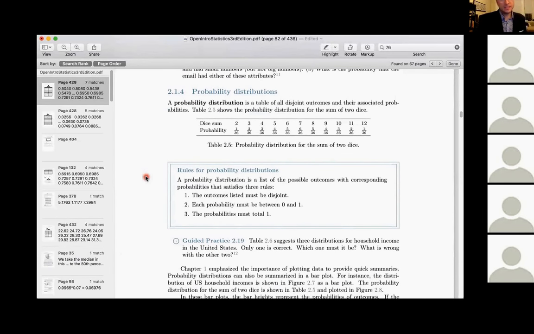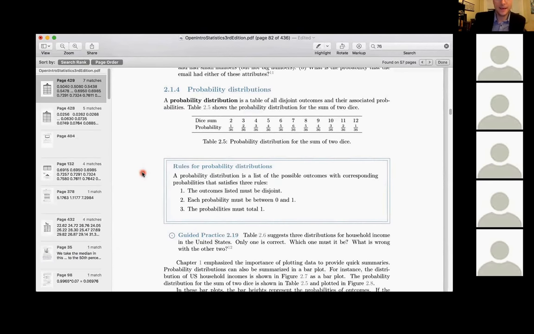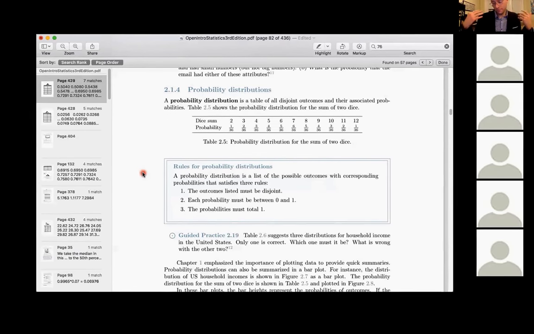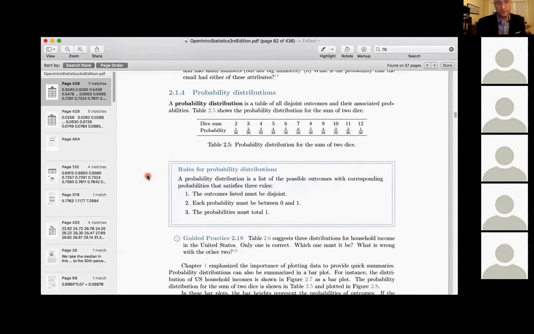A probability distribution is, they say, a list of all possible outcomes. They have to be disjoint. In other words, the observations have to be independent. That's the idea in this survey sample. And they're represented as proportions, and they must equal 1. So the probability distribution for a fair side of a coin would be 0.5.